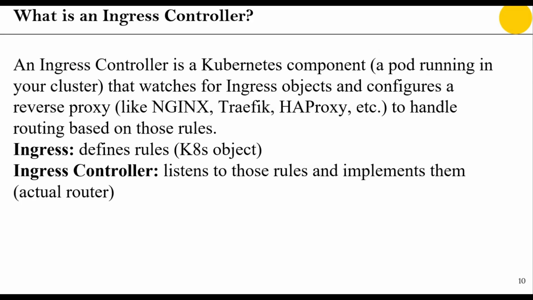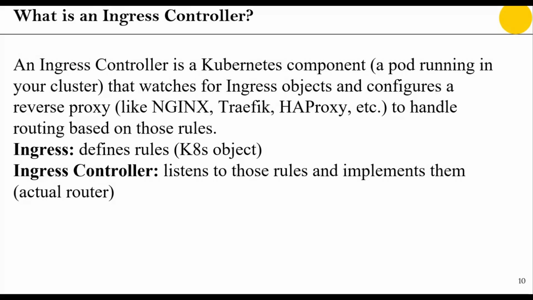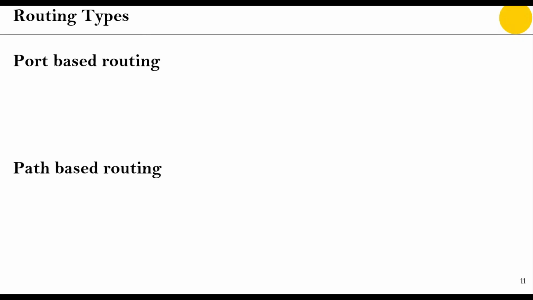So what are the key benefits of using an Ingress controller? Let us understand the routing types here. Generally, in real-time scenarios, we have two types of routing. One is called port-based routing, and the second one is called path-based routing.